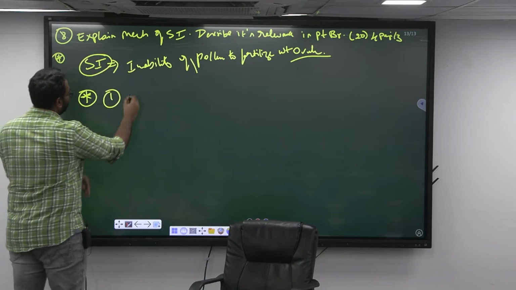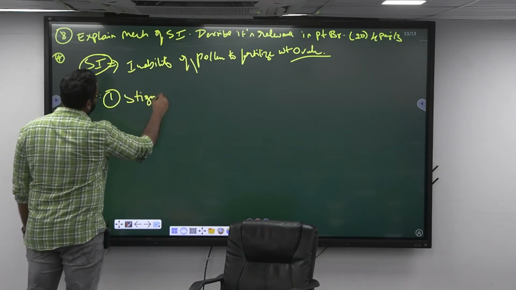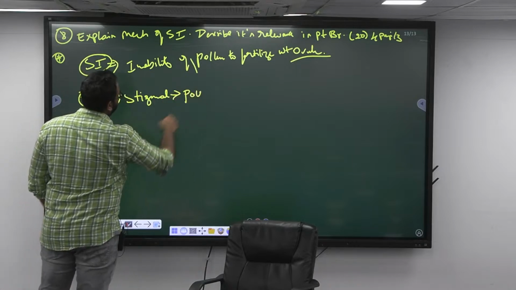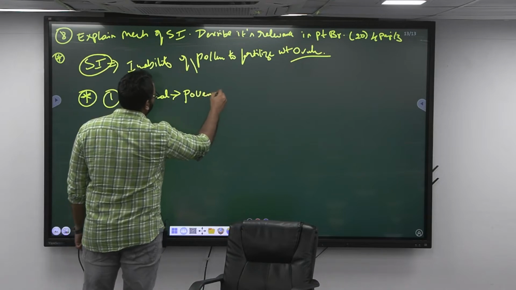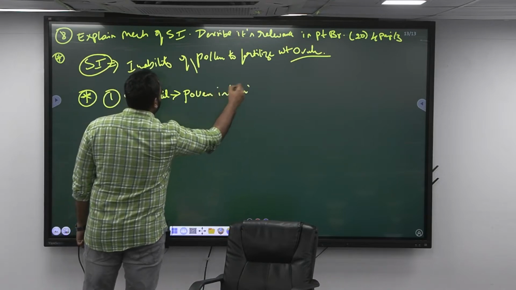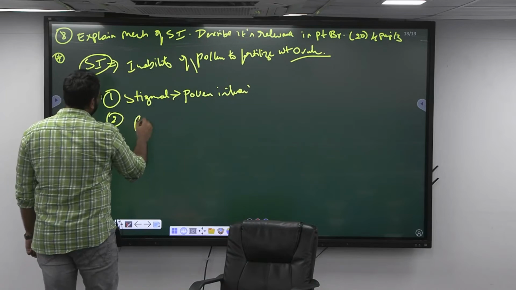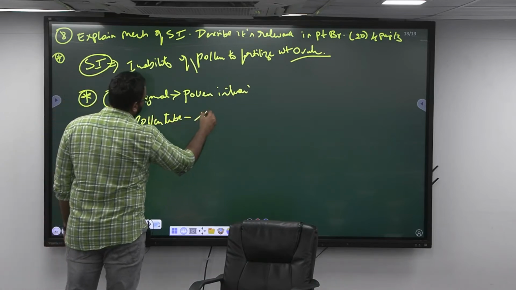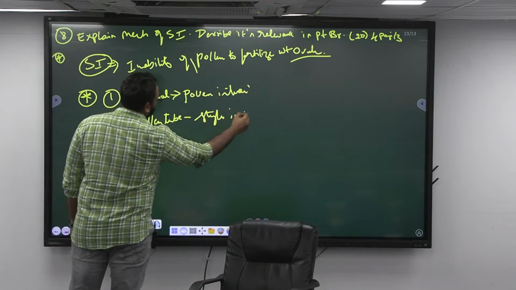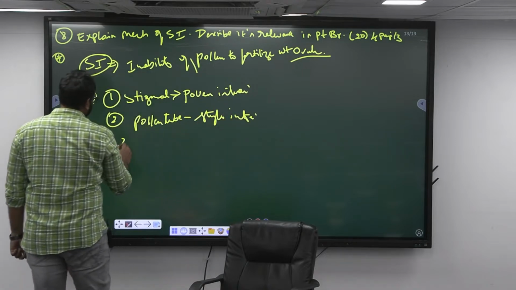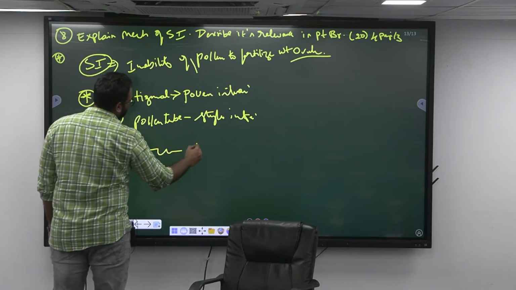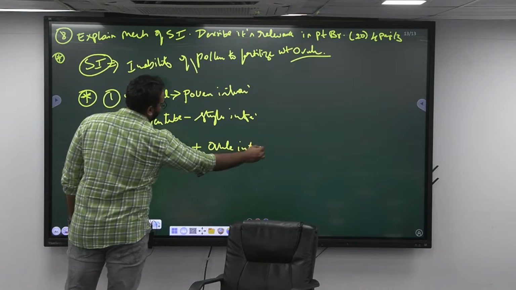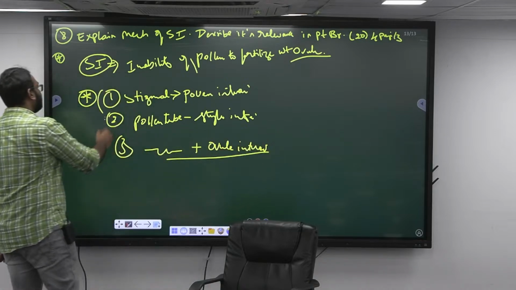One is stigma and pollen interaction. Then pollen tube and style interaction. Then pollen tube plus ovule interaction. Are you getting? So these are basically phases in which self-incompatibility can occur.